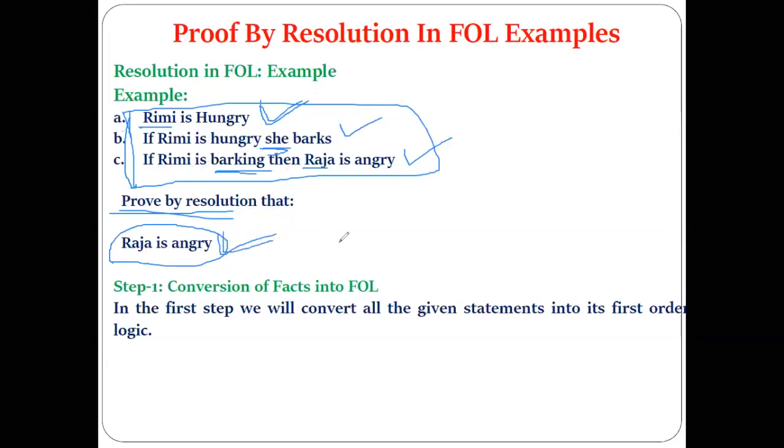Now what are our steps? The first step in the resolution proof is what? Converting into FOL, to convert the given facts into FOL. Now, what will be the FOL for this first statement? First order logic of the first statement is?